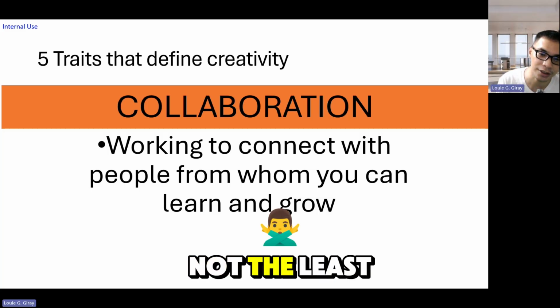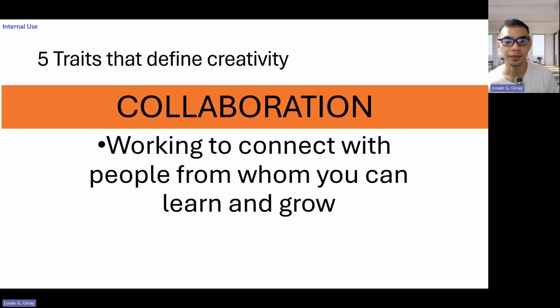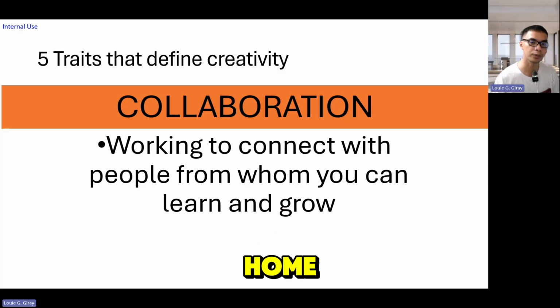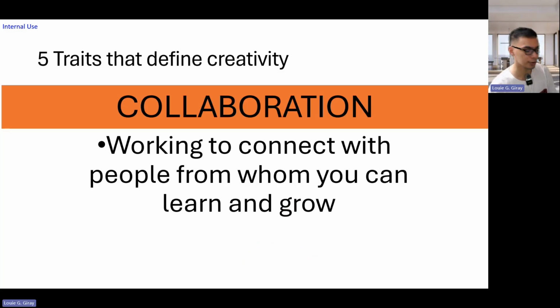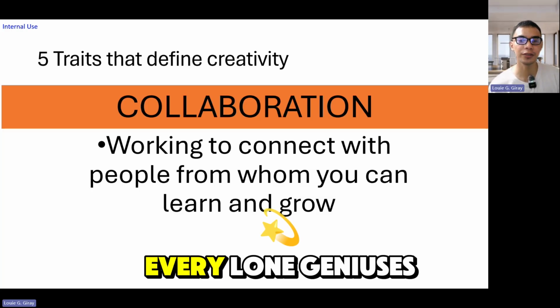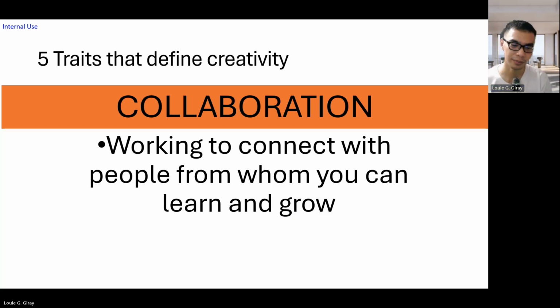The last but not the least, very important, working to connect with people from whom you can learn and grow. That is collaboration. Every lone genius needs a team.